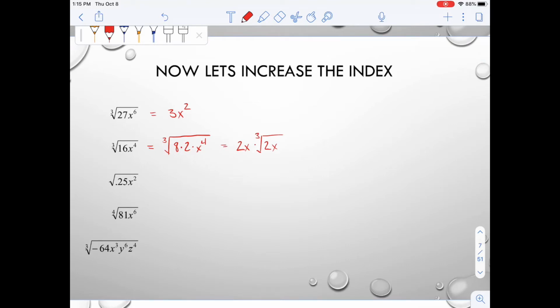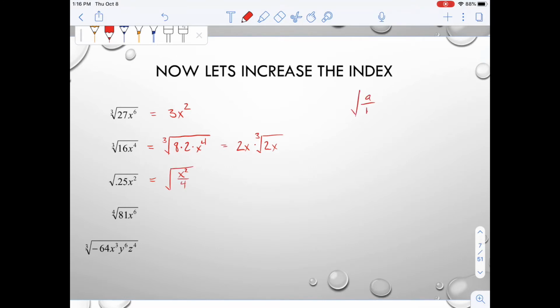Okay? Let's deal with some decimals, right? I always say that fractions are your friend, and this is one of those times, right? I don't have a nice, neat, easy way to deal with square roots or cube roots or any roots of decimals. However, I know how to deal with fractions pretty well. So here, instead of 0.25 x squared under the square root, I'm going to rewrite that as, think of 1/4 times x squared, or x squared over 4.